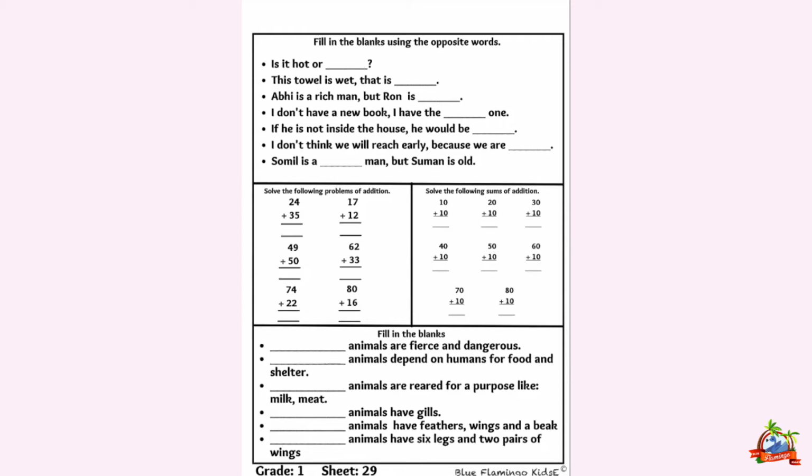See the next. This towel is wet, that is dry. ये टॉवल गीला है, वो सूखा है. So ये opposite word किसका है? Wet. Wet मतलब गीला, dry मतलब सूखा. Wet, wet, dry, dry.